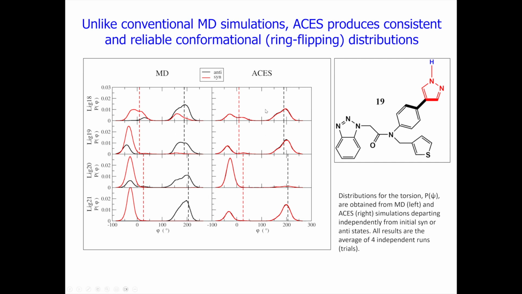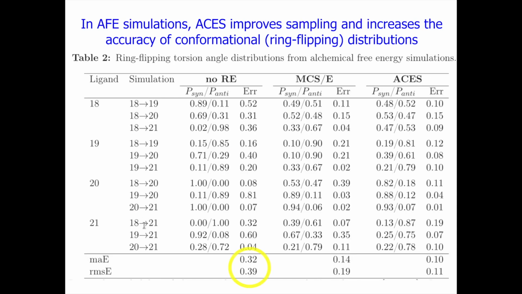Whereas with the ACEs method, regardless of whether you start with the anti or syn, you get back the same distributions. So the ACEs method is going back and forth between syn and anti using this alchemical coordinate to tunnel through the physical barrier of the ring flip. Okay. In the context of free energy simulations, I'll just state that it does two things. It improves the sampling and increases the accuracy of the actual conformational flipping distributions. So it gets the right distribution of the ring flips.